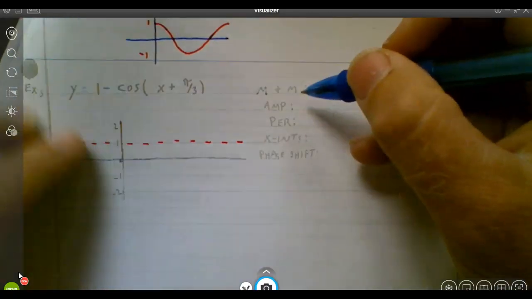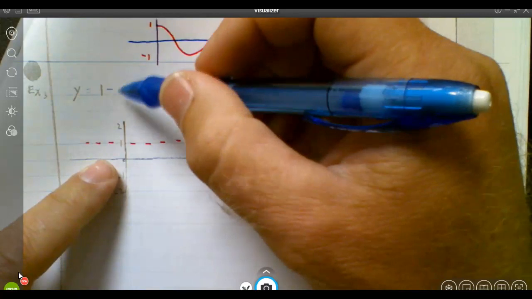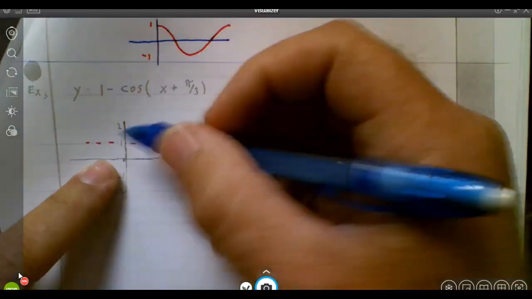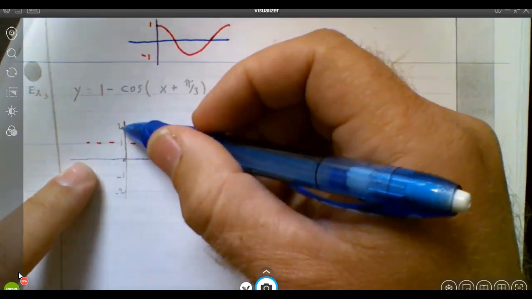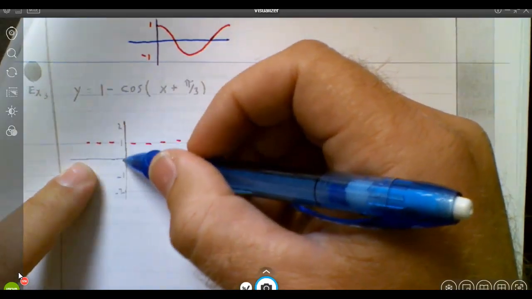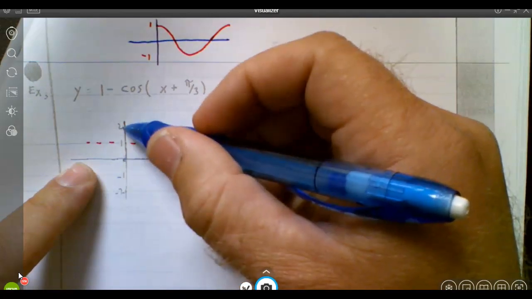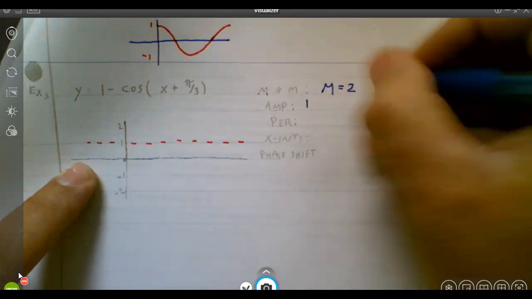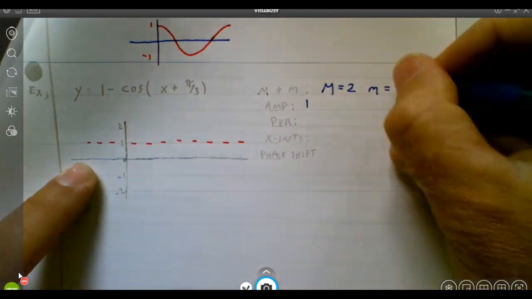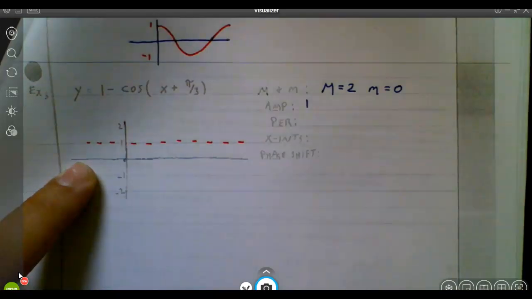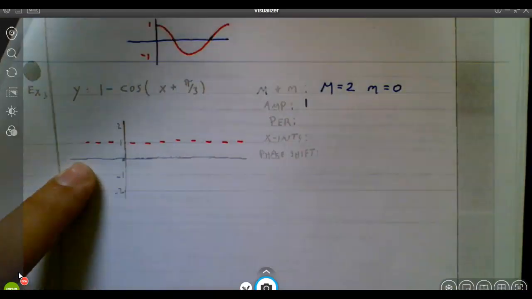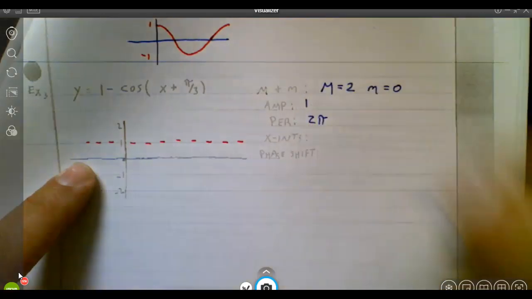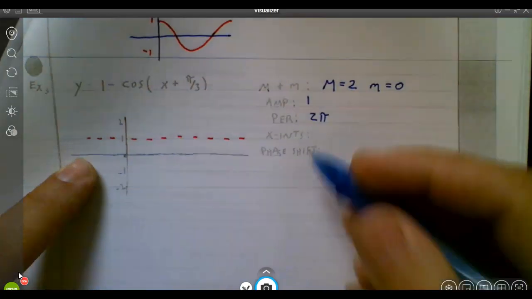For a maximum and minimum, I can see that my amplitude is 1. So from here, I will be going up 1. And from here, I'll be going down 1. So my highest point should be 2. My lowest point should be 0. So there's our max and min, our period. Our b value on this one is simply 1. So 2 pi divided by 1 is 2 pi. So this one's a little more friendly in that regard. We'll do the x-intercepts at the end.